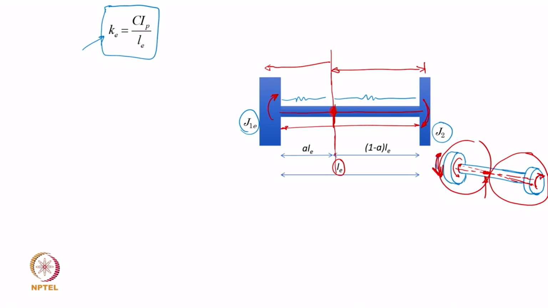So, we say that the total length is, let us say, LE, and the position where the 0 displacement happens can be assumed equal to A times LE. That means a fraction A is used to denote the position of this 0 displacement position. Similarly, 1 minus A times LE will be the remaining part, obviously. So, A times LE is this part of the shaft and 1 minus A times LE is this part of the shaft.